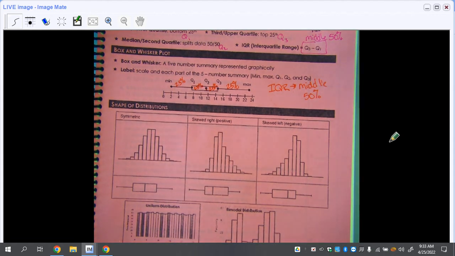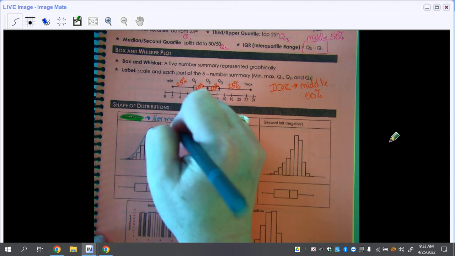All right, shapes of our distributions. So we've got symmetric. Now keep in mind, it's never going to be absolutely perfect. It's very rare that it's absolutely going to be perfect. But if I were to draw like a little curve over this, which we're going to be dealing with a curve a lot more this unit, we call this a normal curve. It's pretty symmetric. Both sides look pretty similar to one another. Your box and whisker plot, as you can see, each piece of it looks to be exactly the same length. So that's how we know we have data that is symmetric.